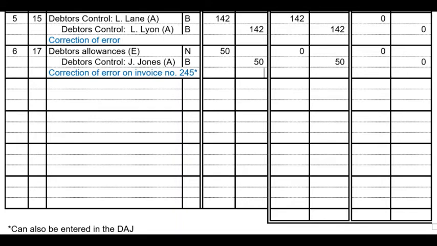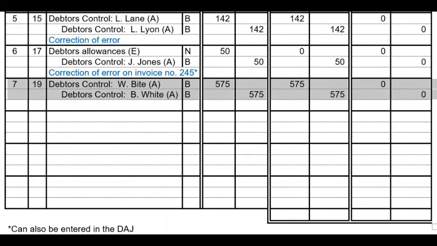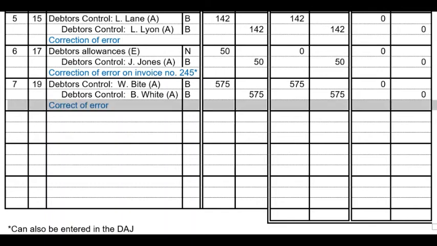Then the next transaction on the 19th said goods returned by B White as per credit notes. Obviously this would have taken place in the DAJ for 575 Rand was incorrectly recorded in the account of W Byte. Okay, so if a debtor returns something, we credit their accounts. But the problem is that we credited the wrong debtor. Okay, so we credited W Byte and we shouldn't have. To fix it, we must go and debit W Byte. The person or the debtor that actually sends stuff back is B White. Their account must be credited and it's a correction of error.